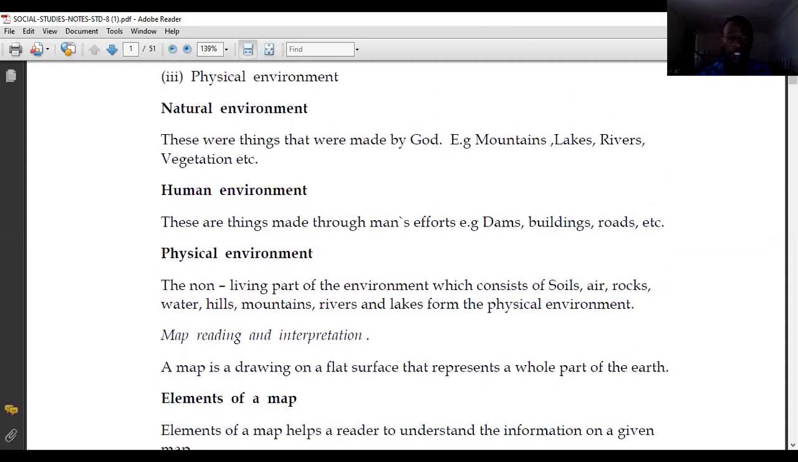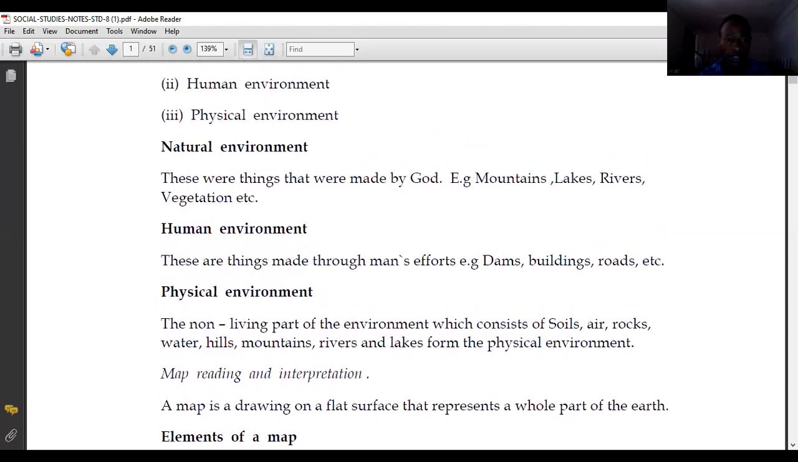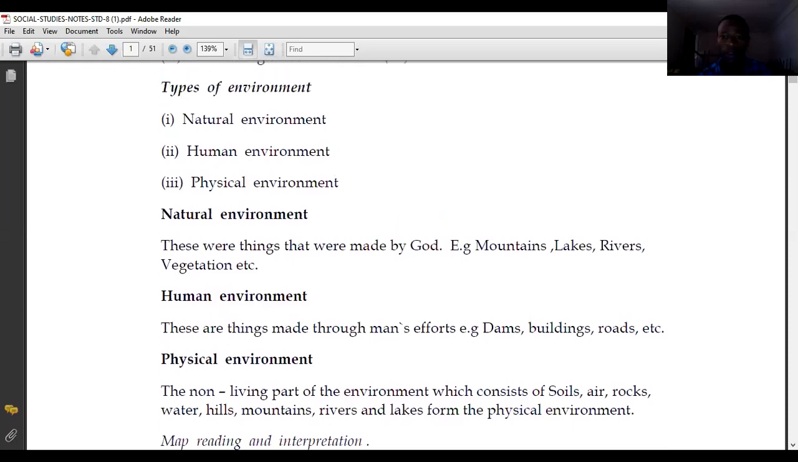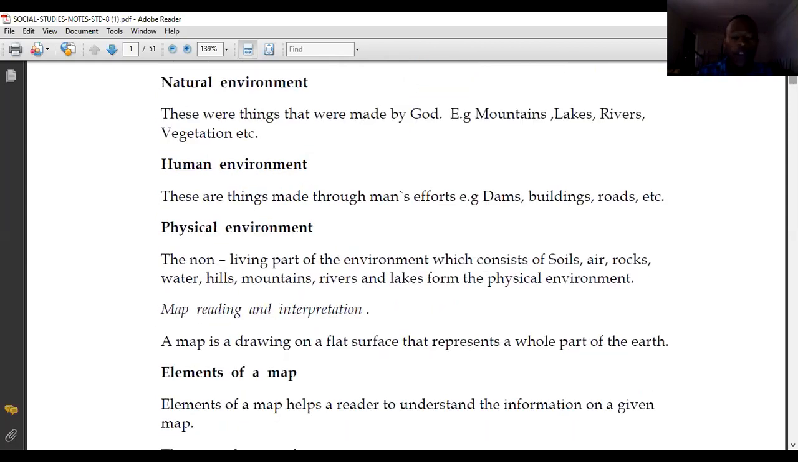So take short notes down, and then the first thing that someone can ask you, maybe in an exam, is that you must be able to identify some of the physical features and man-made features that are present in our environment. So just know that physical features are things that were made by God. Then the man-made features, like we said, are also found in our environment, and they are things that were made by man, or that are being made by man.